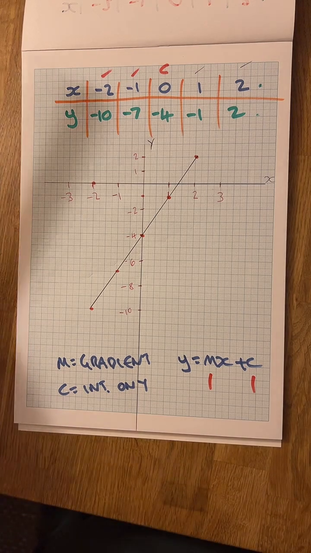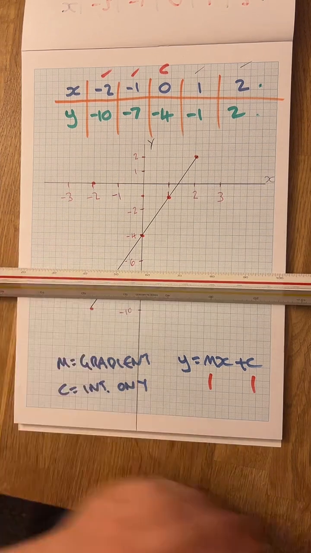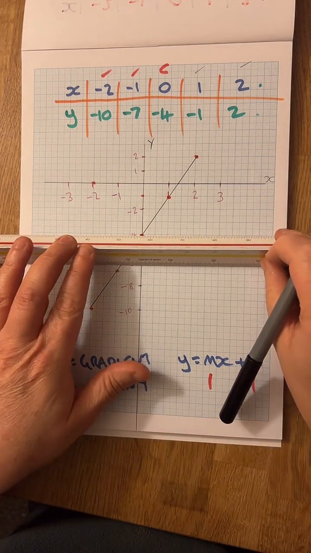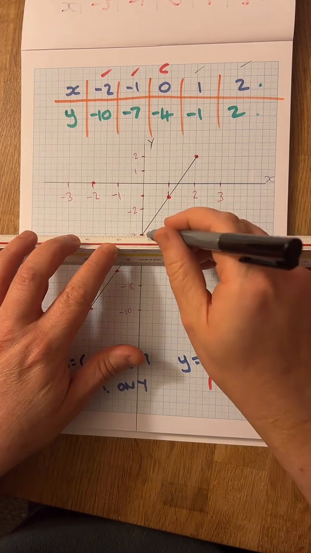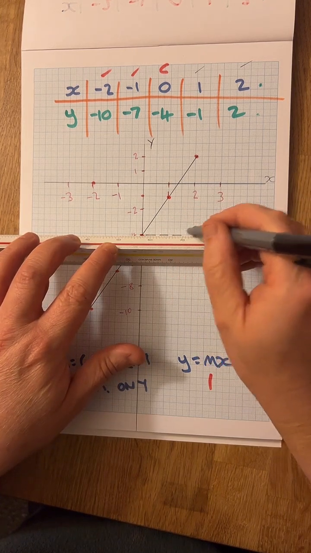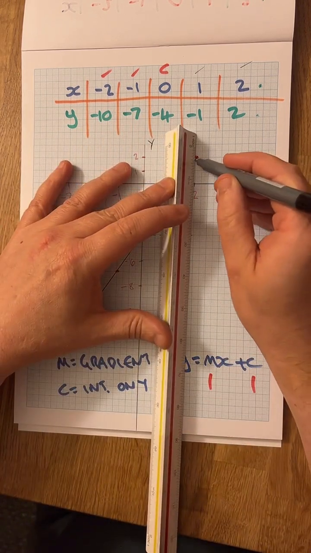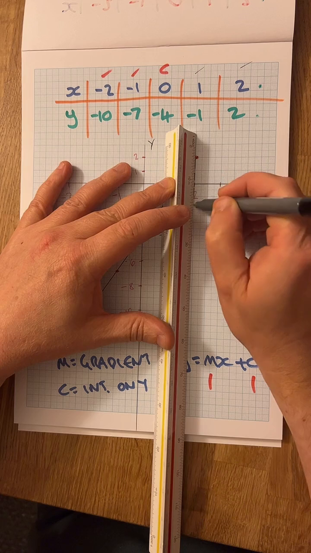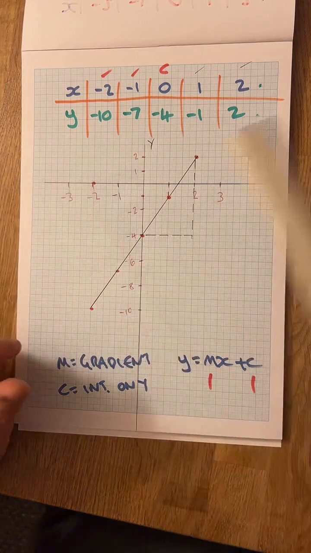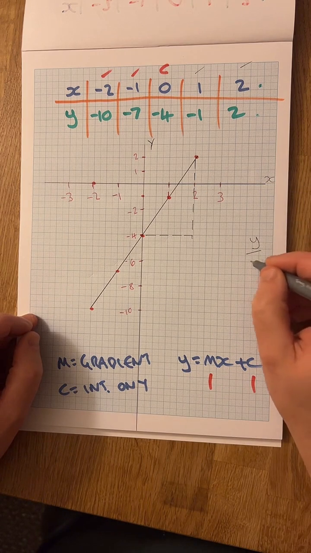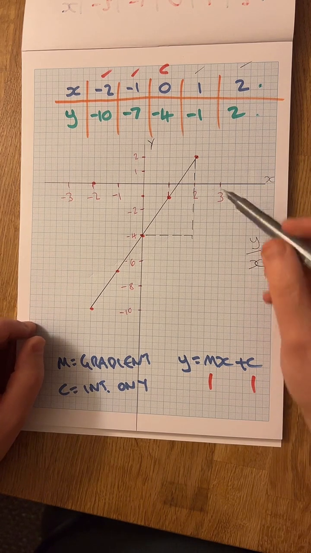Right, let's find the gradient. I'm going to put a little line on my graph. I'm going to put a little triangle there somewhere. I'm going to go there, look, because it's a whole number, and I'm going to put one down there. Don't forget, we're doing change in Y divided by the change in X.